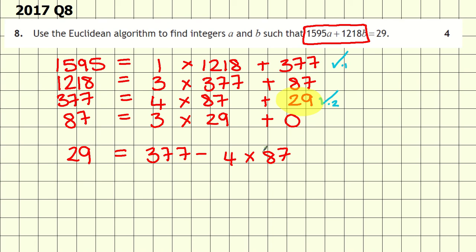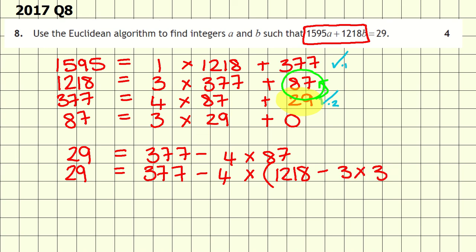Okay, still not getting your third mark. What we're going to do is go up to the next remainder, which was 87. So wherever you see 87, just here, we are going to change it just in terms of this line here. So 29 equals 377, take away 4 times, open bracket, this line I've got 1218, take away 3 times 377. That's where your third mark in this question comes from.